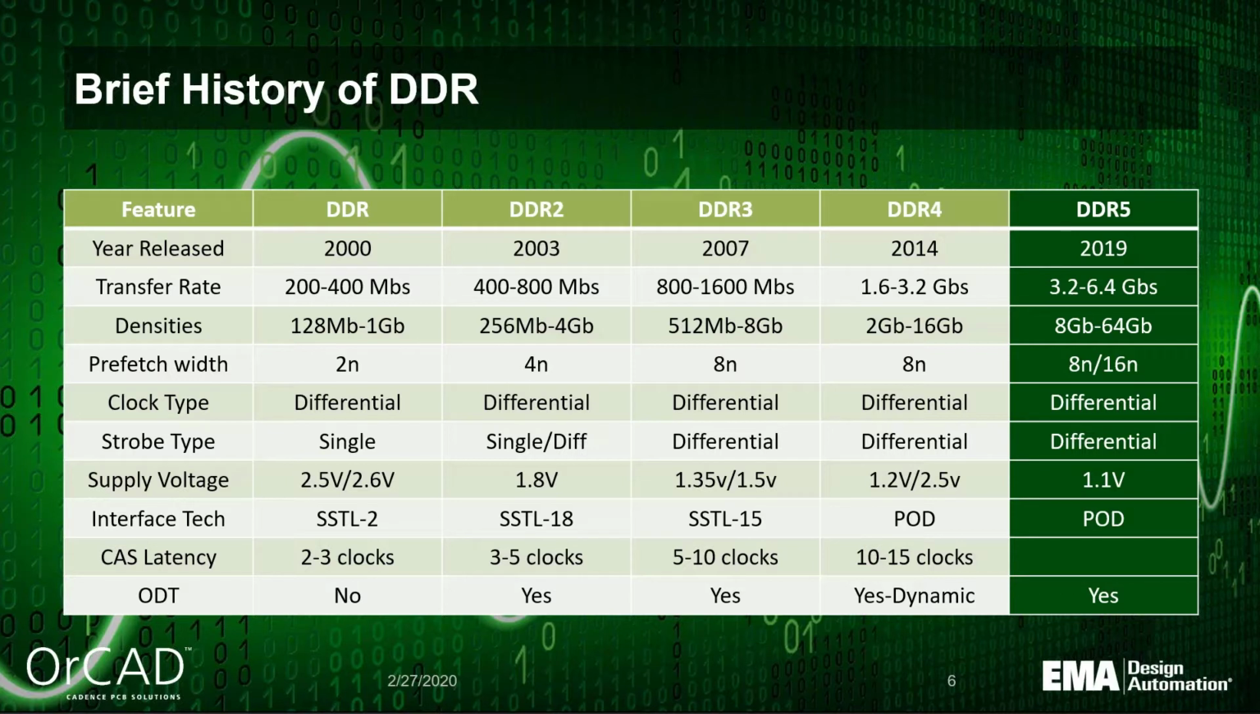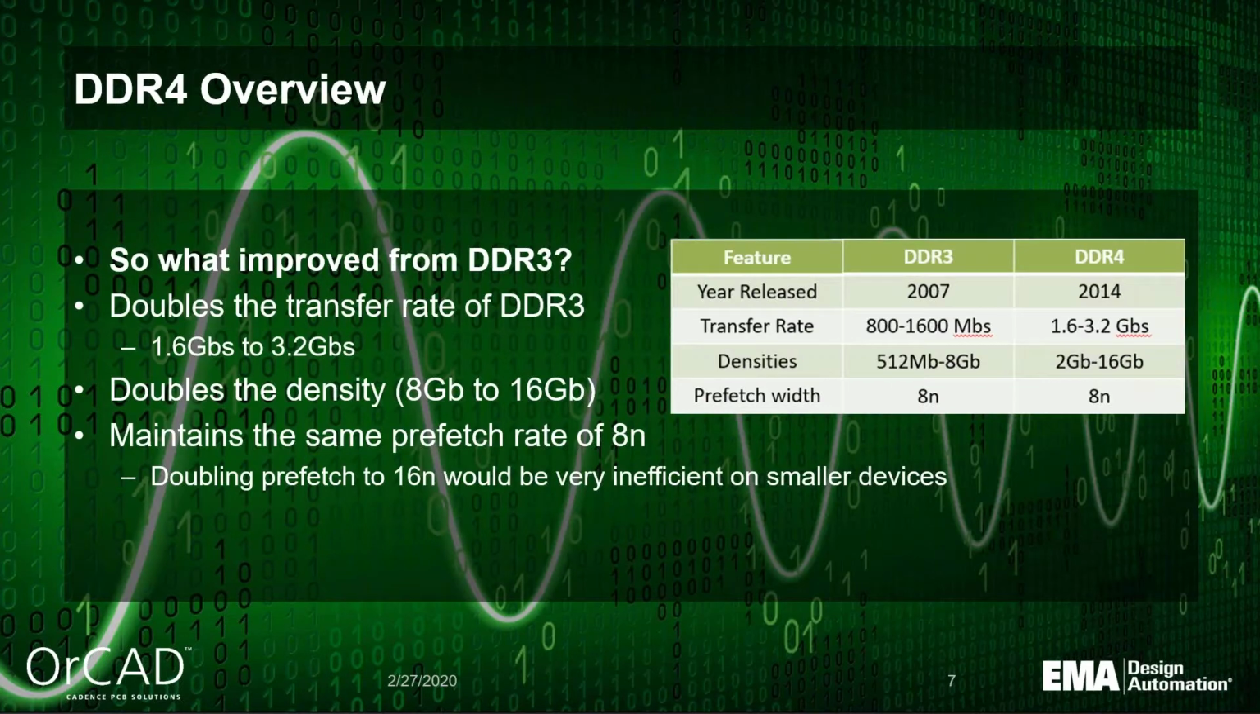DDR5 was first available at the end of last year. There's a couple of manufacturers, I believe, that have some devices available. But again, you can see DDR5 is again doubling the transfer rate, doubling the densities, and lowering the voltage. So we'll talk a little bit more about that as we move forward. So with DDR4, what has improved from DDR3? This focuses on everything that's different in the DDR4 family. So naturally, everything has gotten faster. Density is larger and power less.